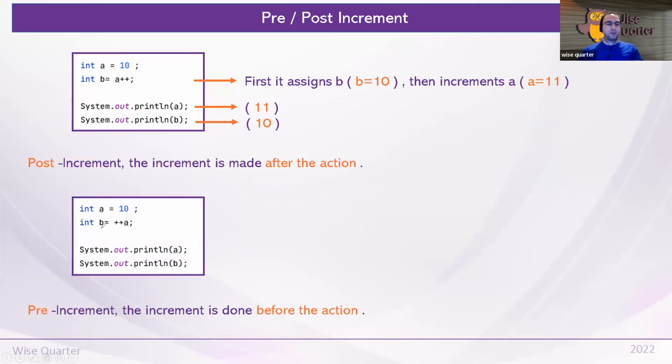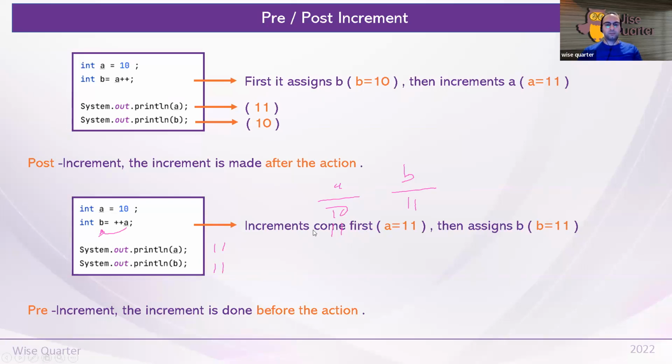Another question here, A is 10, and we have B, but we did not assign any value to it. Here, it says first increment, then the job. First, increase the value of A. It was 10, it will become 11, sorry. I'm always doing this. After increasing the value of A, we will make the assignment. B will become 11. When I print A, it is 11, and B is also 11. Both of them are 11.